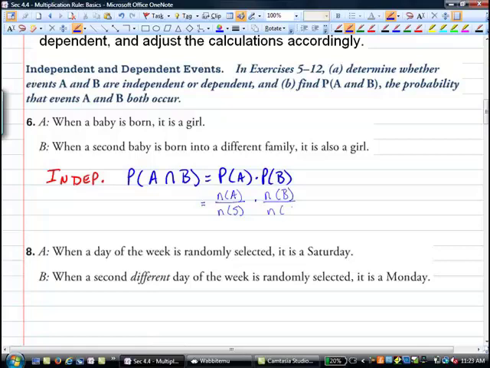Event A here is that you have a baby girl. How many ways can you have a baby girl? One way. Out of what are your choices or your sample space? 2, a boy or a girl. So this is going to be equal to 1/2 times 1/2 or 1/4. The probability of A and B both occurring is 0.25.